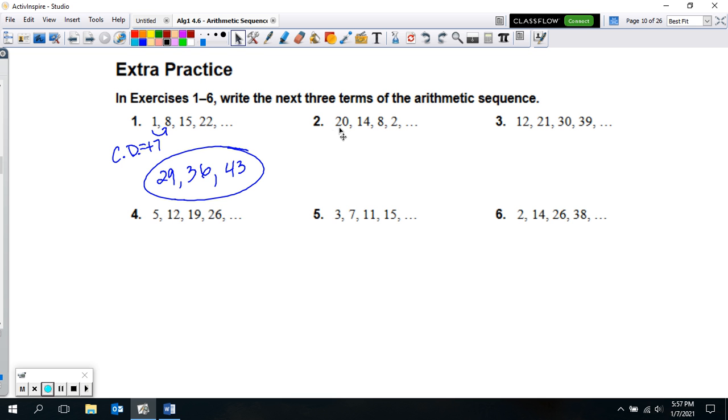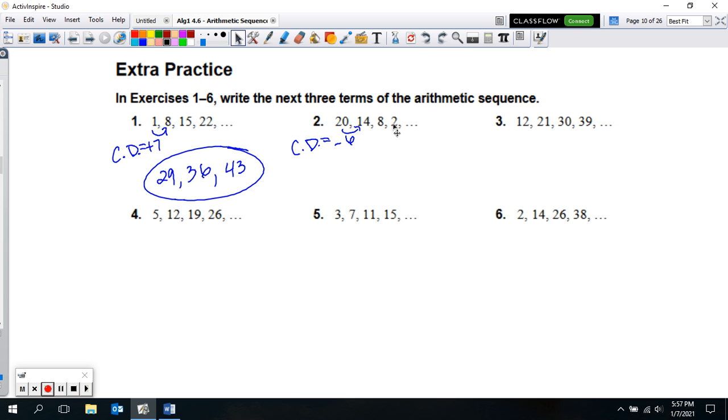Let's look at number 2. On 2, it's going from 20 to 14 to 8 to 2. And so it's going to go down in this one. Last one, they were going up, so that was a positive number there for the common difference. But this time they're going down. They're getting less every time. And so in this case, from 20 to 14, the difference there is 6, just like 14 to 8 is 6, 8 to 2 is 6. But it's a negative 6 because we're going down. So you have to realize your common difference is a negative number at that time.